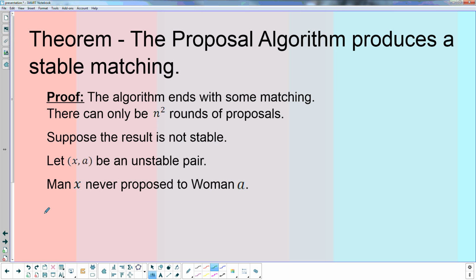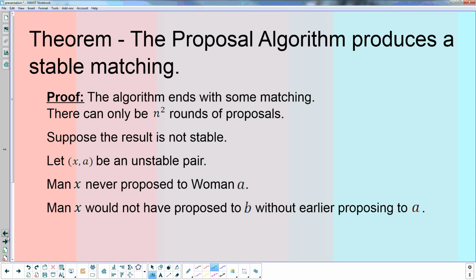So on the proof of this, if this were the case that XA is an unstable pair, man X never proposed to woman A. That's why they're not matched up together. If man X were to propose to woman A, since they prefer each other over the other ones, they would have been going to the dance together. They would be paired up with each other. But since they're not matched up, then they never proposed. Then man X never proposed to woman A.